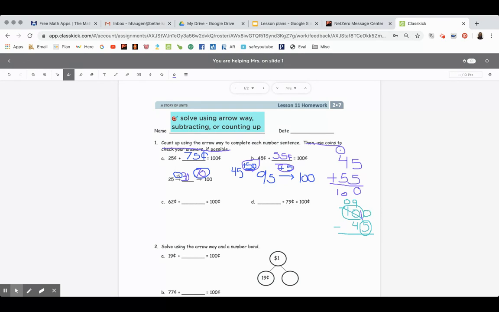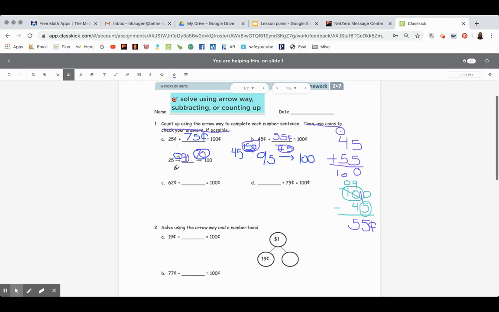Now that I have more on the top, I can subtract. 10 minus 5 is 5. And 9, take away 4, is also 5. So if you see, as long as I use the strategies correctly, both strategies got me an answer of 55 cents. 45 cents plus 55 cents equals $1.